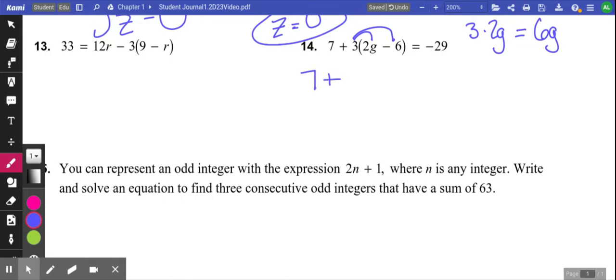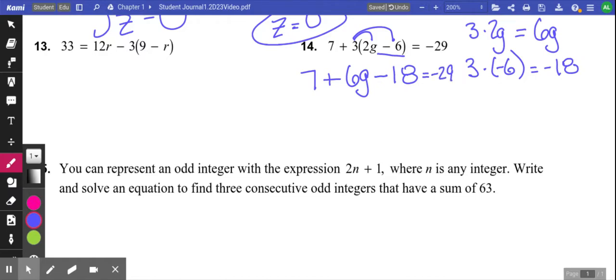We didn't do anything with the 7. The 3 times 2g we just found out is 6g. Then we've got 3 times negative 6. Don't forget the negative. That's the easiest thing to do here. 3 times negative 6 is going to be negative 18. So minus 18 is equal to negative 29.